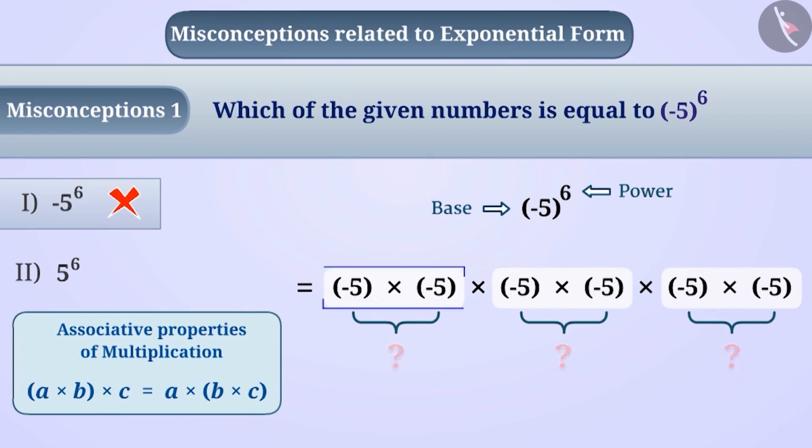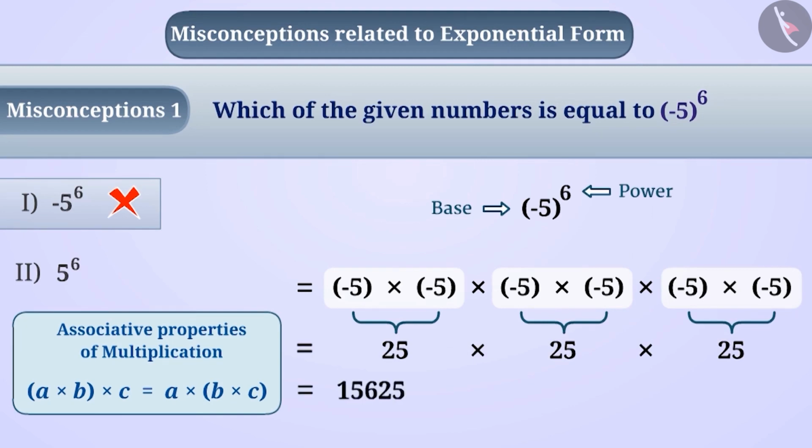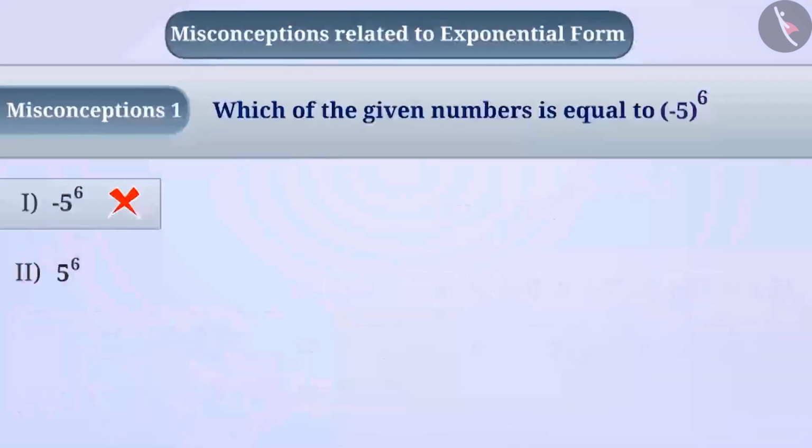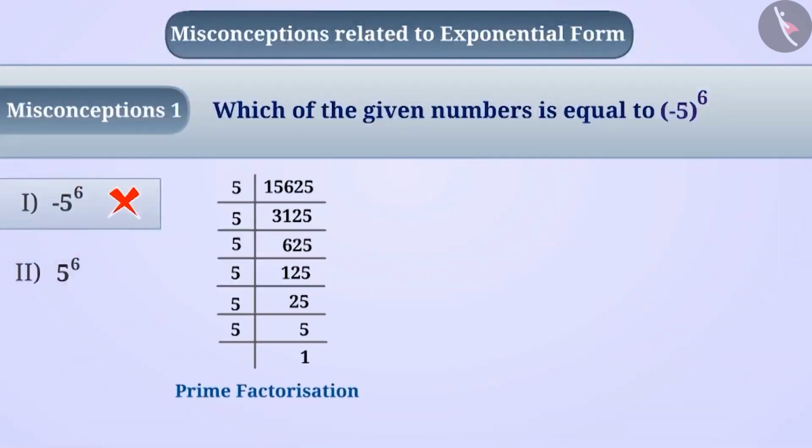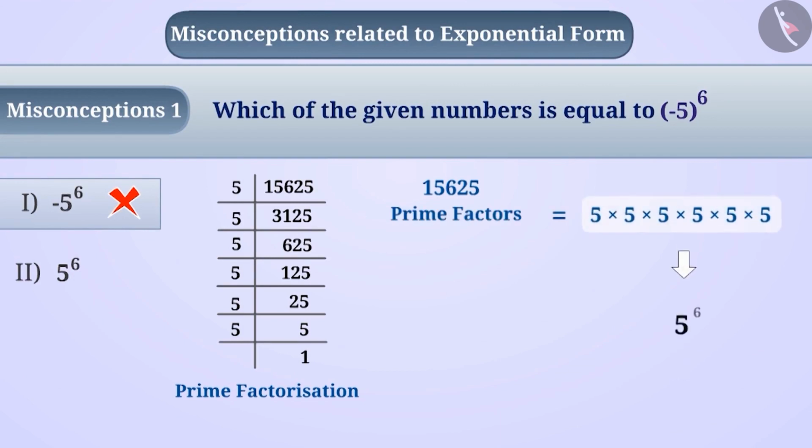Absolutely right. We will get the result of multiplying each group 25, which is a positive number. Similarly, if we multiply these two, the multiplication of positive numbers is positive. So we will get the result 15,625, which is again a positive number. If we perform prime factorization, then we will get the prime factors of 15,625, which can be represented as 5 raised to the power of 6 in this exponential form. This shows that minus 5 raised to the power of 6 is equal to 5 raised to the power of 6. Hence, the correct answer is option 2.